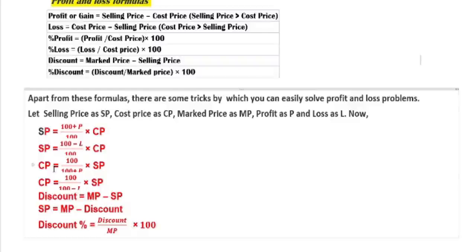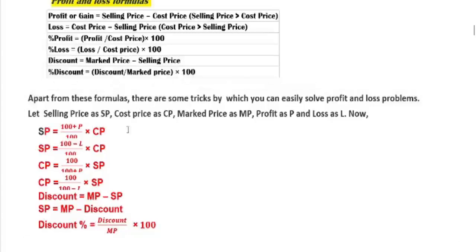Again, if suppose we have to find out CP, CP equals 100 divided by 100 plus P into SP. And again, suppose loss is given, then CP equals 100 by 100 minus loss into SP. And discount, we can find discount equals MP minus SP. And here, rearranging it, SP you can write as SP equals MP minus discount. And discount percentage is discount by MP into 100. That is the discount percentage.